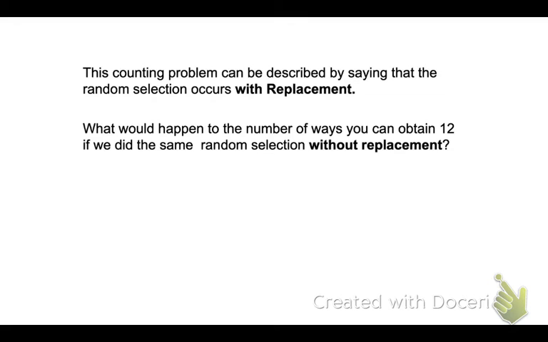Okay, this counting problem can be described by saying that the random selection occurs with replacement. And we talked about with replacement and without replacement. So the last with replacement was 5, yes? Yes. Now I'm not going to replace. What's it going to change? 6 and 6. I can't get 6 and 6, can I? You can't use the same number. I could get 4 and 8, and I could get 8 and 4. I could get 5 and 7 and 7 and 5, but I could not get 6 and 6 without replacement.